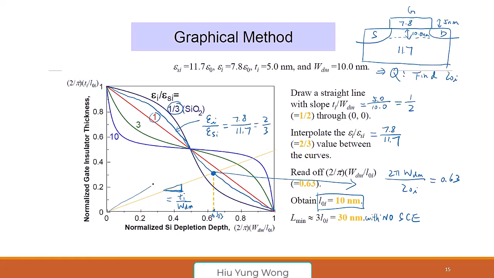Because I cannot draw others. For example, let me draw this one. Can I claim this as my solution? No, because at this point, Ti divided by WDM is not 1 over 2. I need it to be 1 over 2 because it is given to be 1 over 2. Okay, Professor, that's pretty clear. Yeah, thanks for asking.